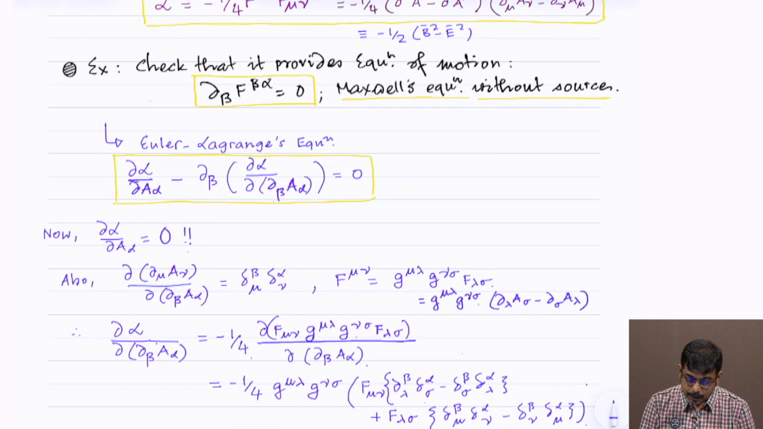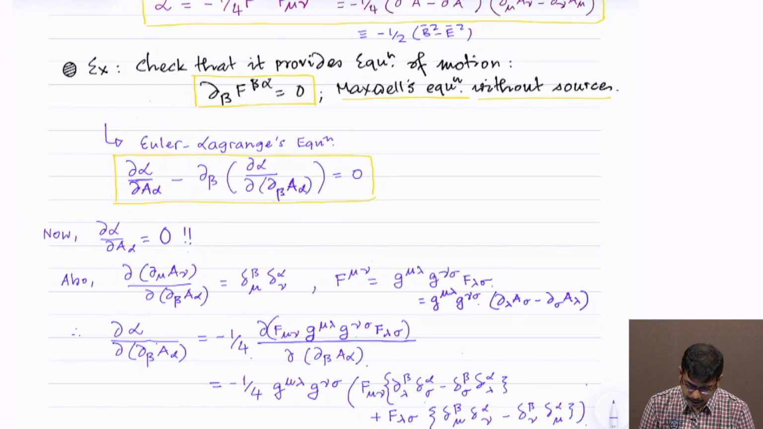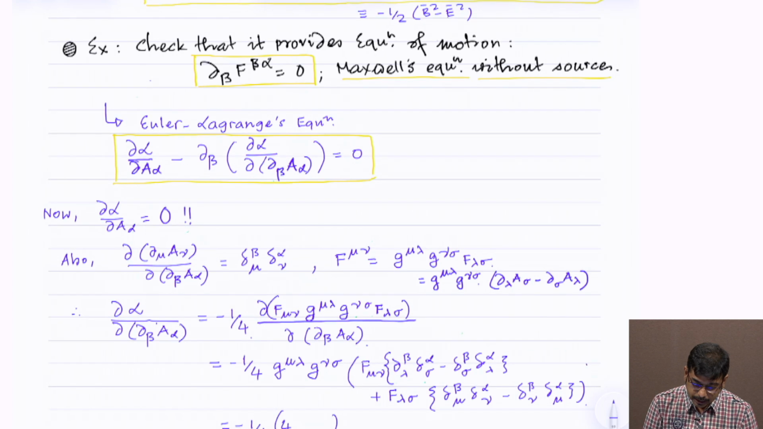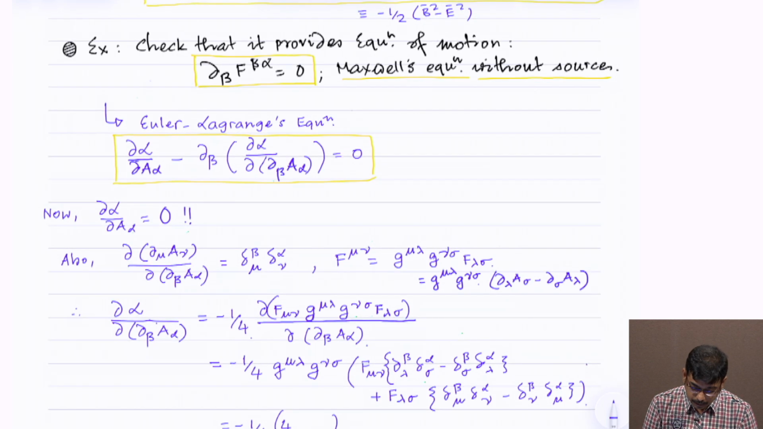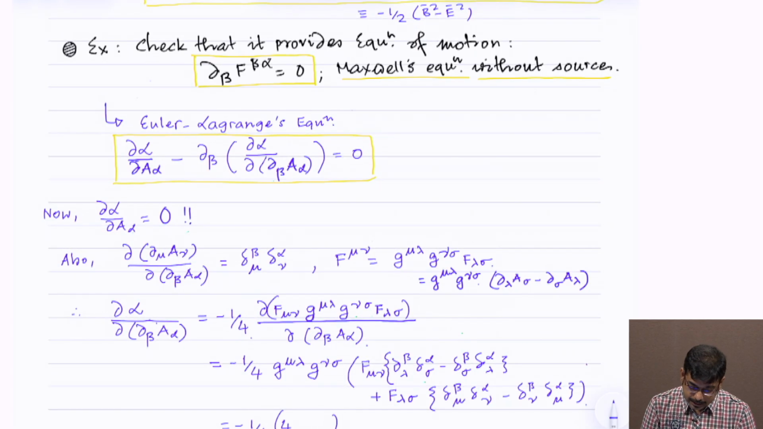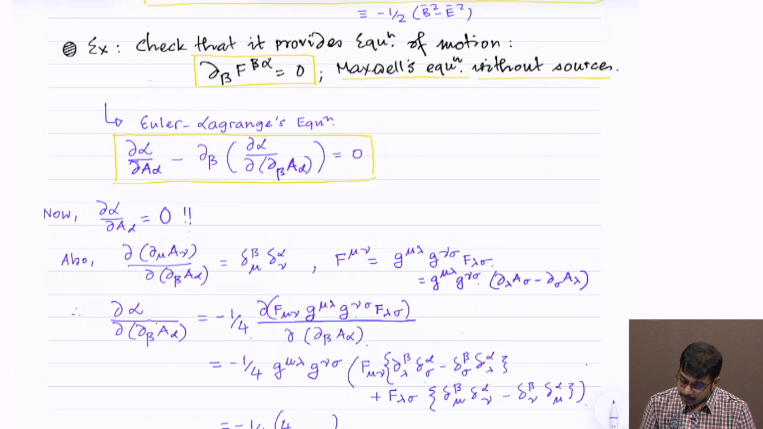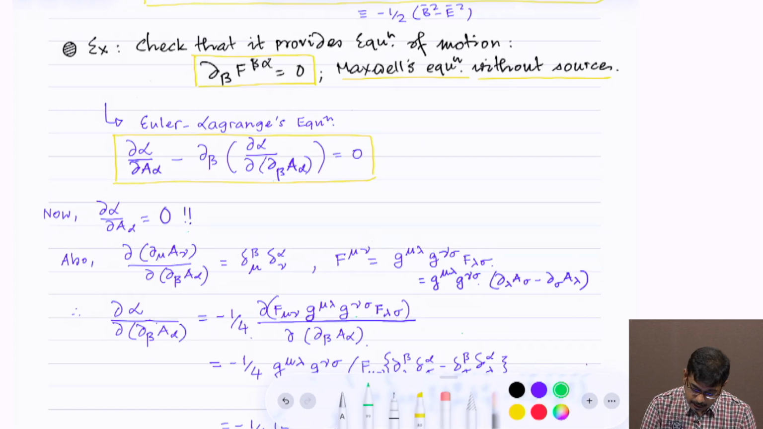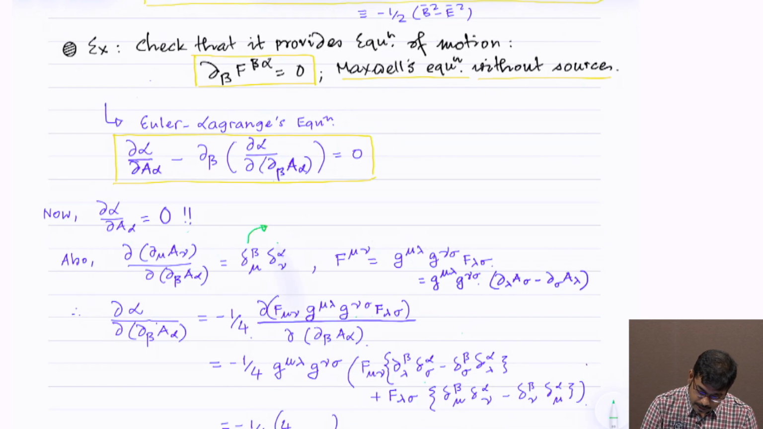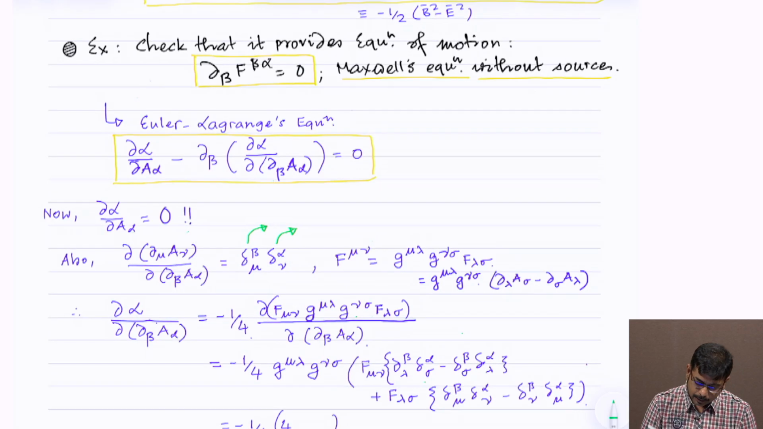Then the next term will be the derivative with respect to ∂_β A_α, right. In order to do that, what I first have to know is what happens to the quantity ∂(∂_μ A_ν)/∂(∂_β A_α). You can clearly see that this will involve the Kronecker delta. So, this will be δ^β_μ and δ^α_ν.